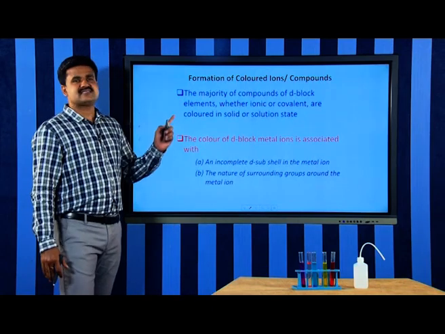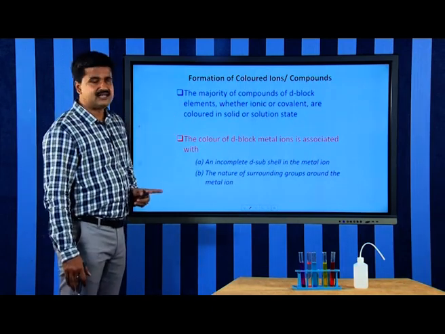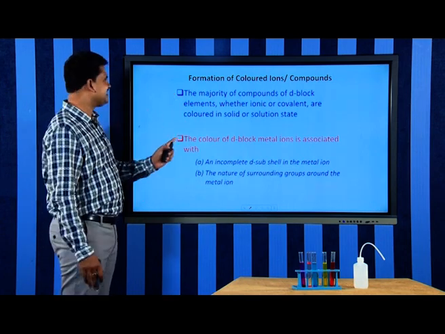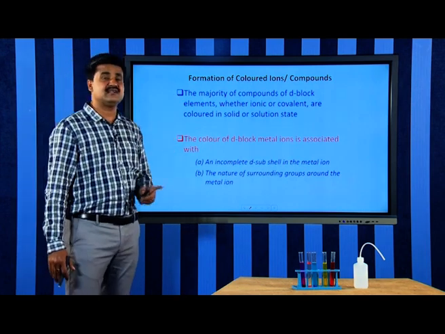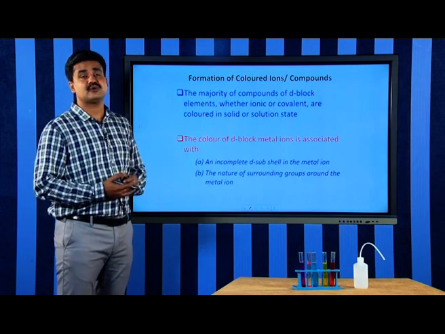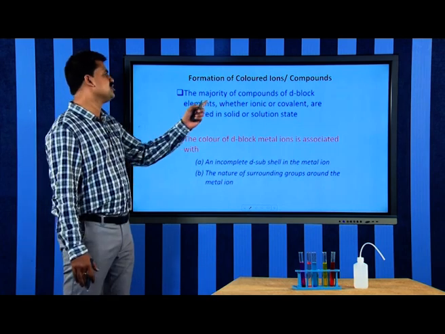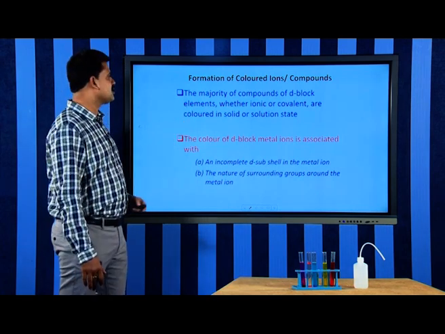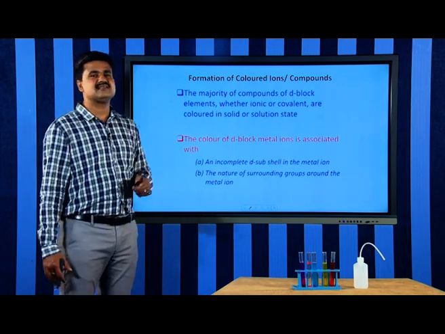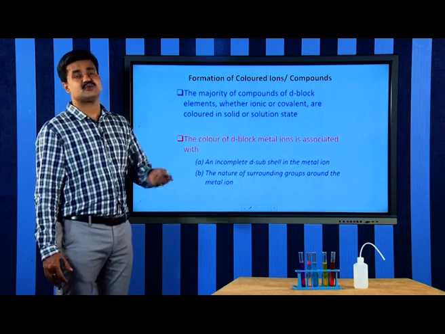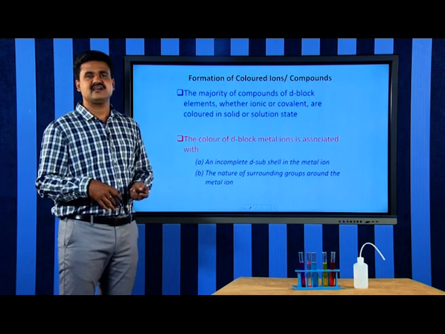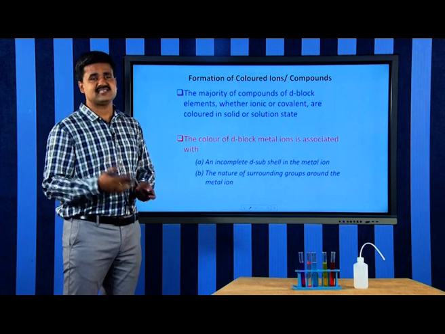Now, this is another important peculiarity or special feature associated with transition metals, that is the formation of colored ions or colored compounds. Several beautifully colored compounds are known and familiar to you. The majority of the compounds of d block elements, whether ionic or covalent, exhibit a color in solution. When the salt is dissolved in some solvent like water, we will get colored solutions. In solid state also they will exhibit some color.